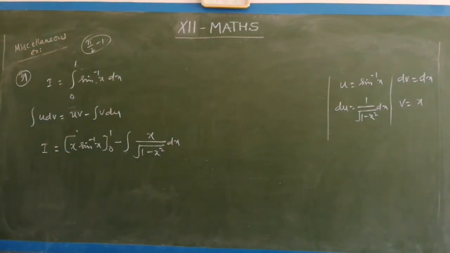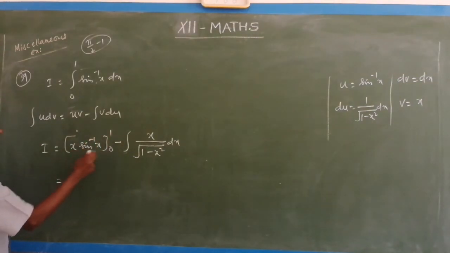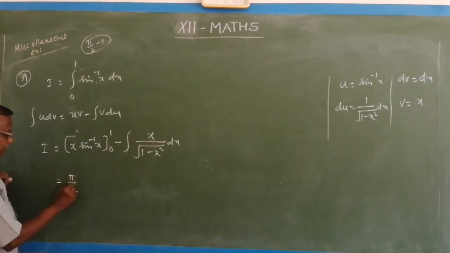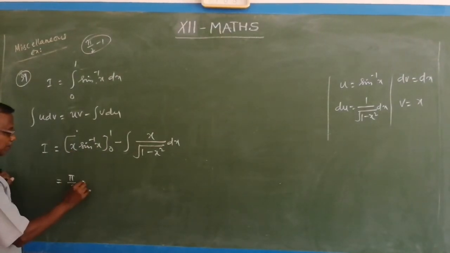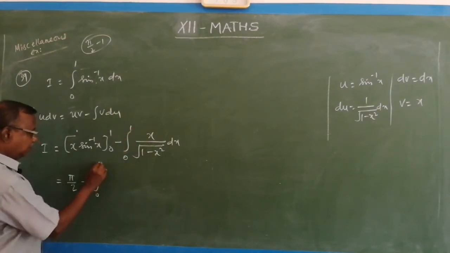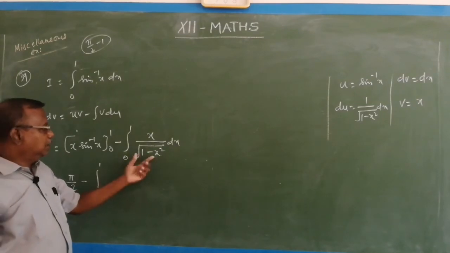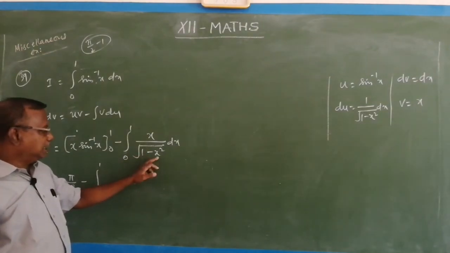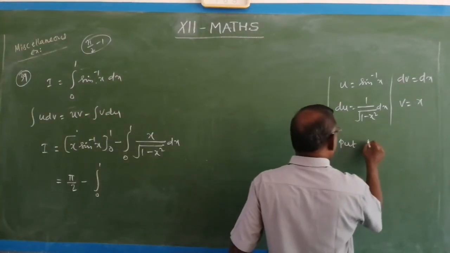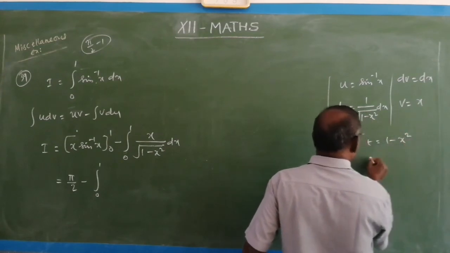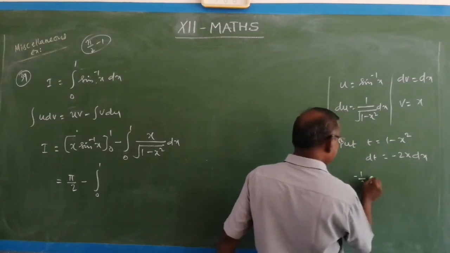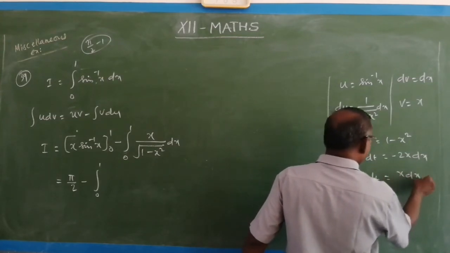Now, the first part is upper limit minus lower limit. So, x equal to 1 gives 1 times sin inverse of 1, which is pi by 2, and for the lower limit, when we substitute 0, it is 0, minus integral 0 to 1. So, we have to put 1 minus x square as t. Now, put t equal to 1 minus x square. So, dt equal to minus 2x into dx, so minus 1 by 2 dt equals x into dx.